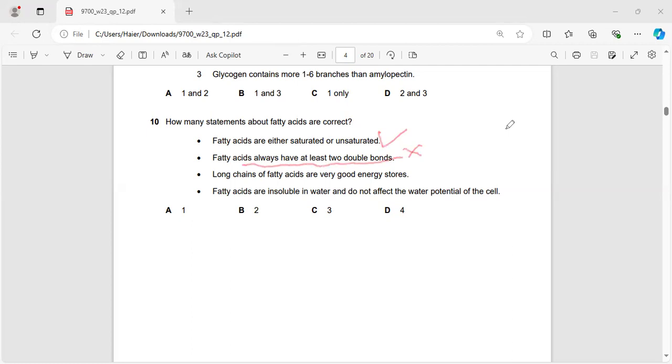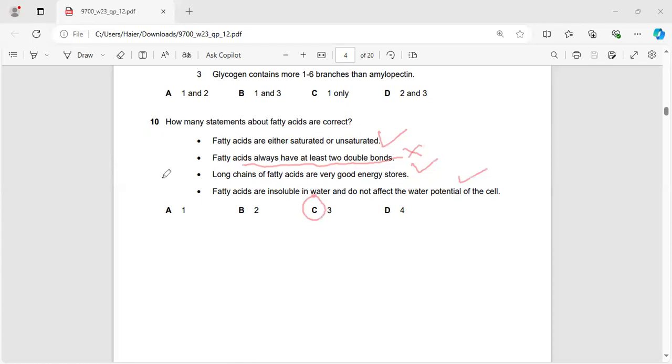Long chains of fatty acids are very good energy stores. Yes. Fatty acids are insoluble in water and do not affect the water potential of the cell. This statement is also correct, you know, students. So only one statement is incorrect in this case. So C is the correct option.